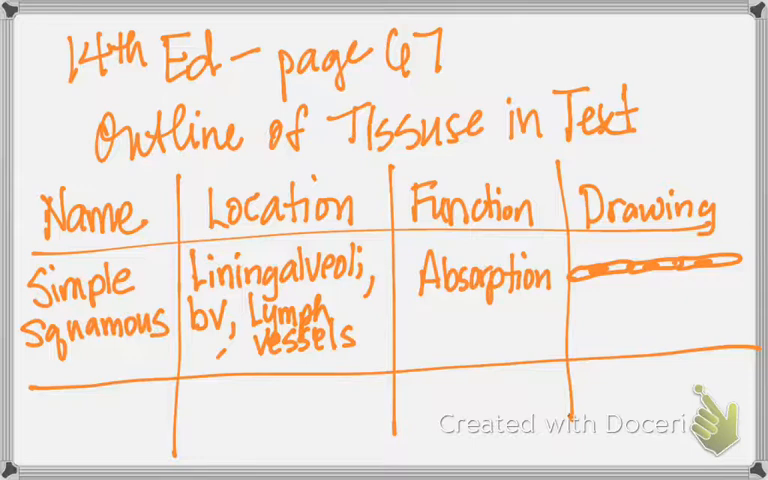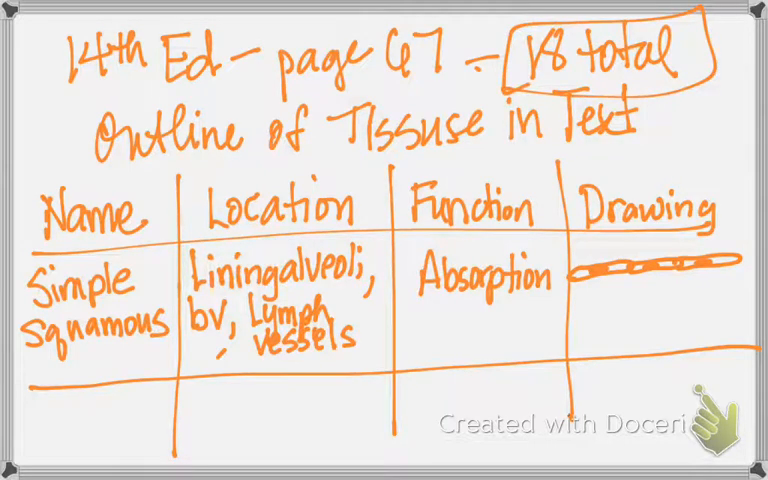And if you do all of the tissues, you get 20 points. How many tissues are there? I'm just looking at the outline here. I see 1, 2, 3, 4, 5, 6, 7, 8, 9, 10, 11, 12, 13, 14, 15, 16, 18. 18 total. Okay, and that's all 4 tissue categories, okay?